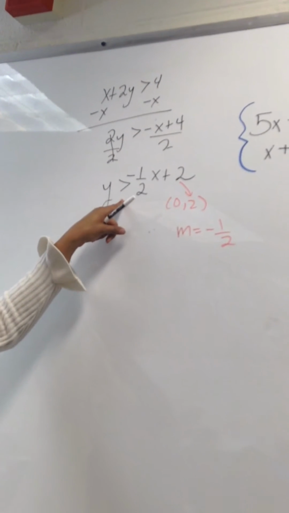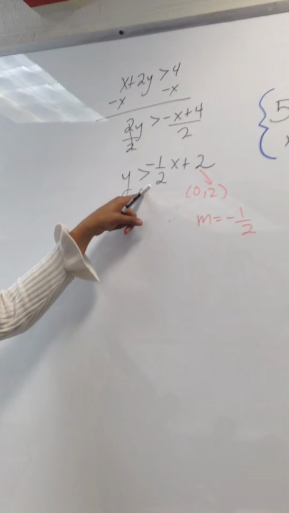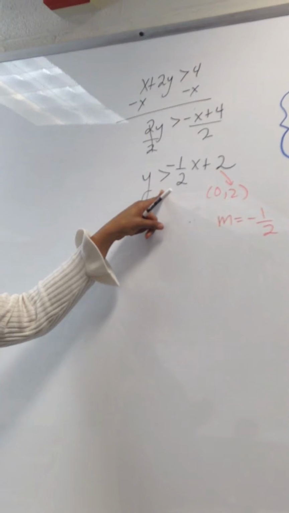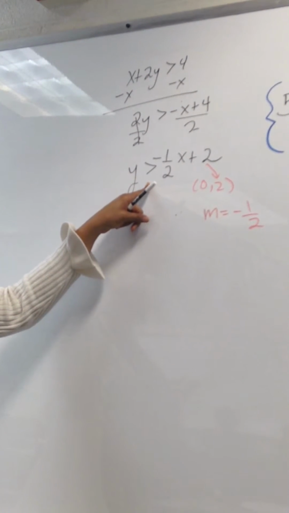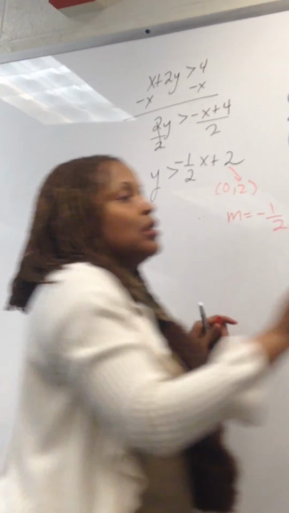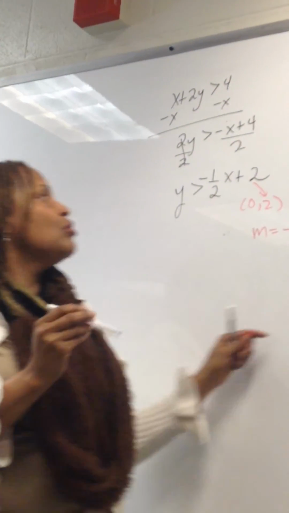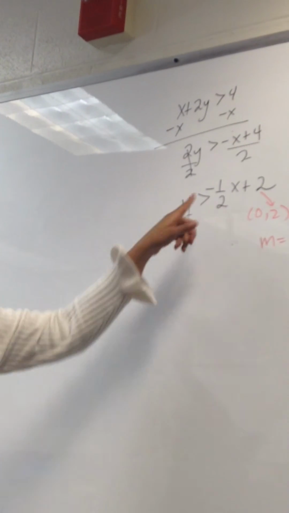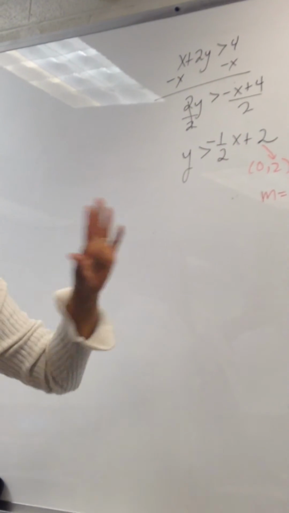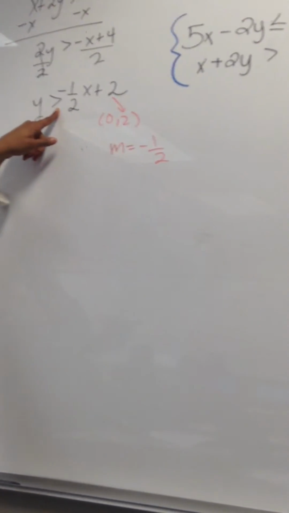And we have y greater than, should we shade above the line or below? Y greater than, is that above the line or below the line? Well, the slope is not negative 1, it's negative 1/2. But the slope doesn't dictate whether you shade above or below the line. What dictates that is y greater than or y less than. Since y is greater than, you shade above the line.